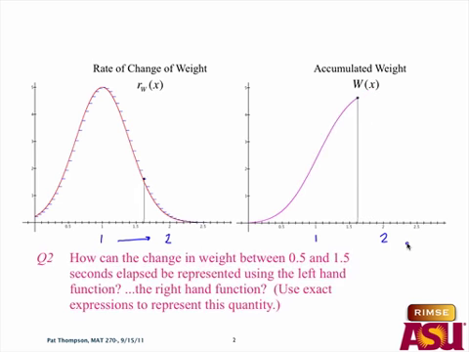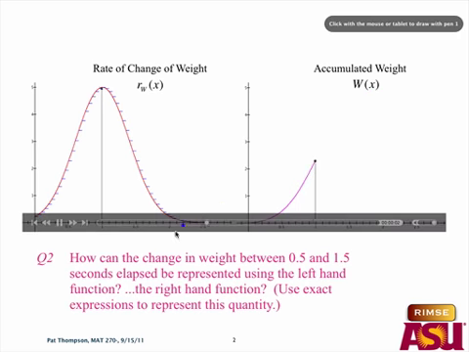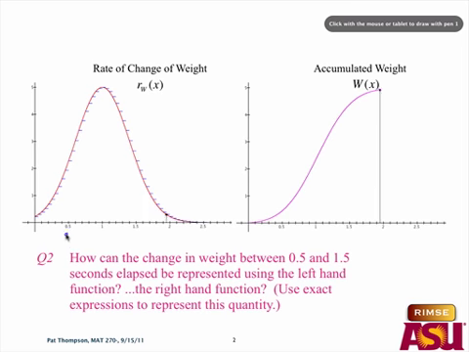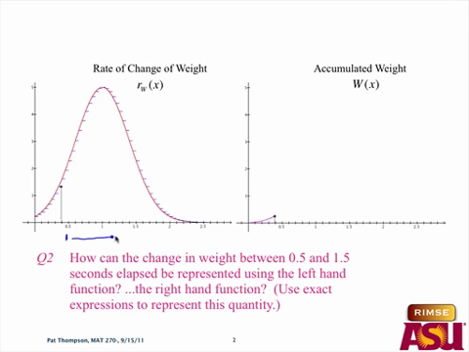Okay, so now, between 0.5 and 1.5. So from there to there, in that 1 second increment, there's a change in weight. How can it be represented using the rate function? How can it be represented using the weight function? Everyone think for themselves. Everyone should be able to write this down.